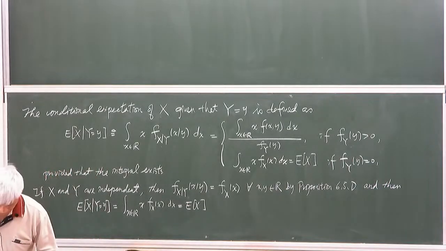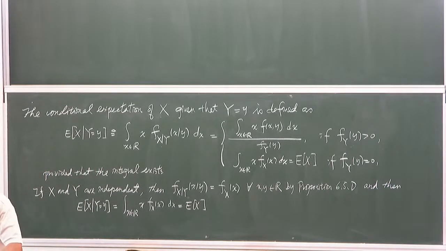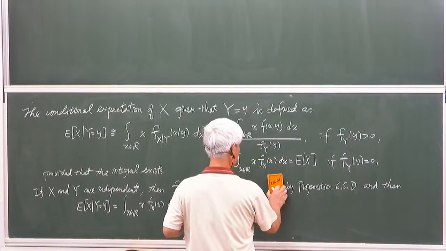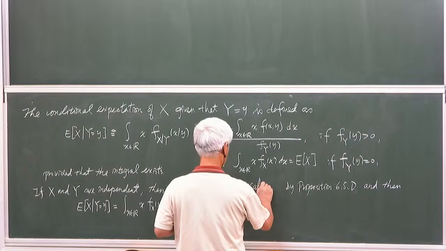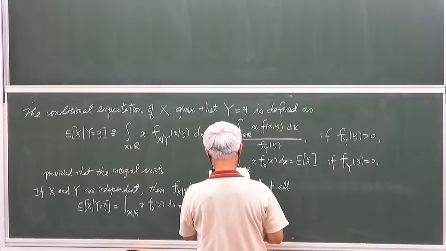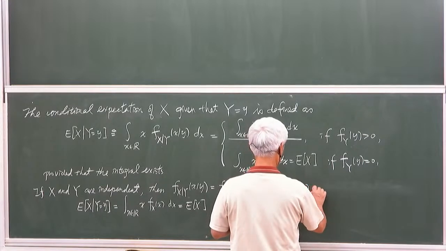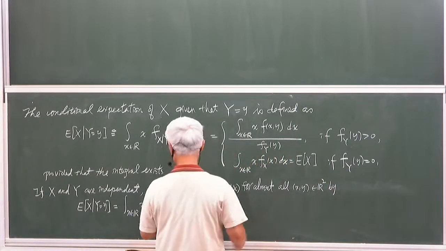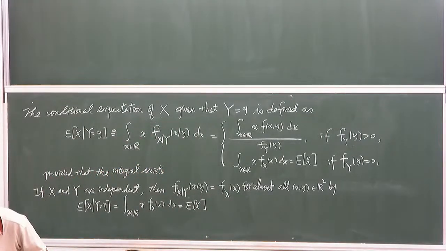Oh, okay, let me see. Oh, I forgot to put it for almost all (x, y) in R squared. So this is for almost all, only for almost all, I'm sorry.